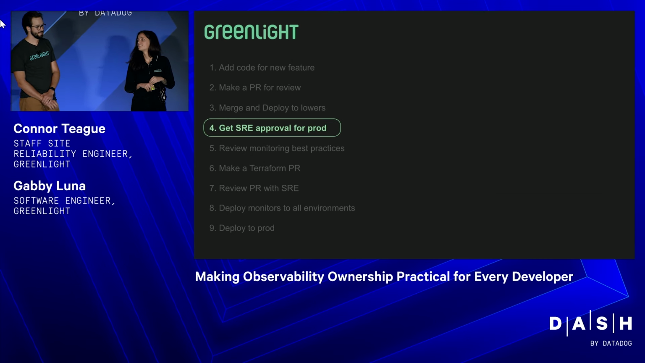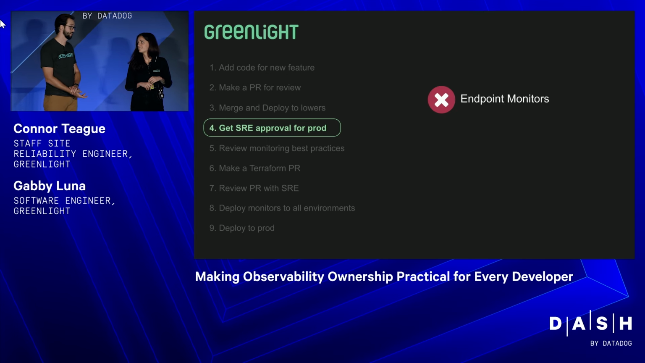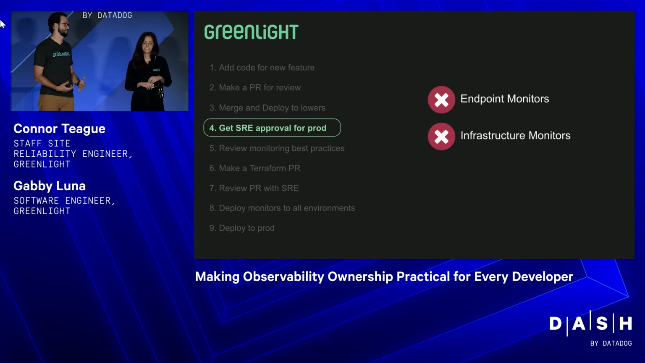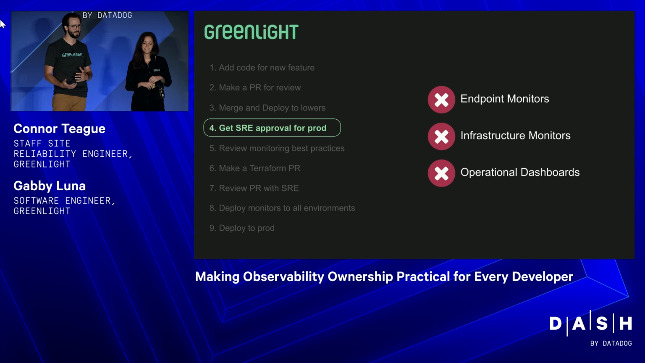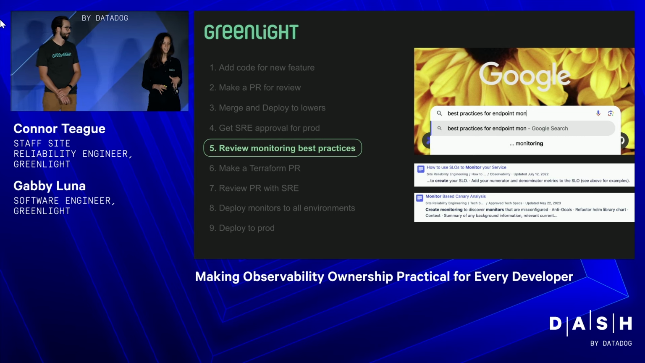So yeah, without any endpoint monitors or any infrastructure monitors or any operational dashboards, I can't really give you the go-ahead to production. But here are some Confluence pages that we've written up that describe some of our best practices. Cool. So now I have a little homework, some light reading to do, and I think I have an idea of what my monitors need to look like, but I have no idea how to configure them.